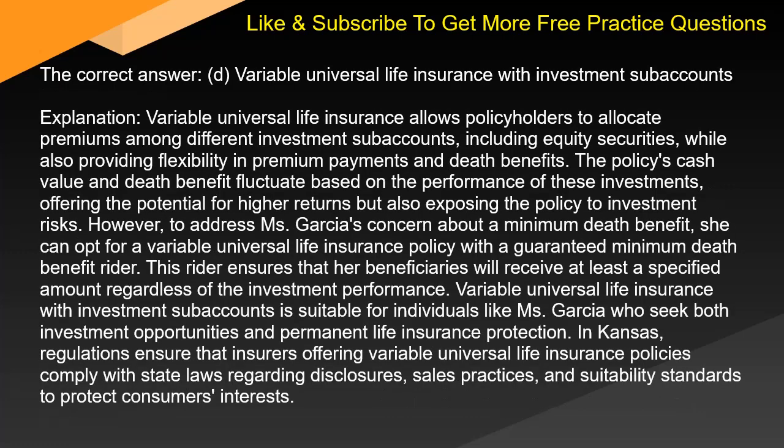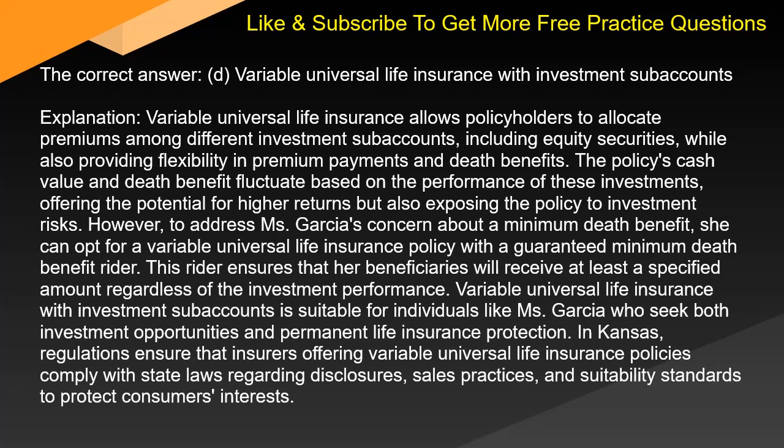The correct answer: D. Variable universal life insurance with investment subaccounts. Explanation. Variable universal life insurance allows policyholders to allocate premiums among different investment subaccounts, including equity securities, while also providing flexibility in premium payments and death benefits. The policy's cash value and death benefit fluctuate based on the performance of these investments, offering the potential for higher returns but also exposing the policy to investment risks.